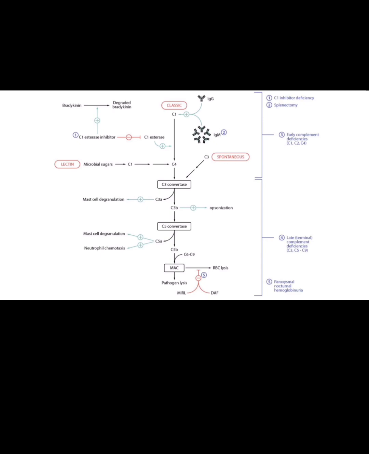We see C1 inhibitor right here, and this will upregulate the degradation of bradykinin to degraded bradykinin. So that's its role in the kinin system. And this table shows its role in the complement system. How this normally functions is to inhibit C1 esterase. C1 esterase converts C1 to activated C1, and the downstream effect is ultimately to create C4.